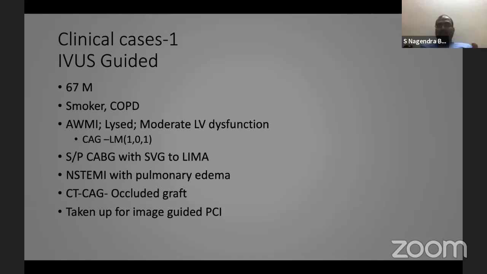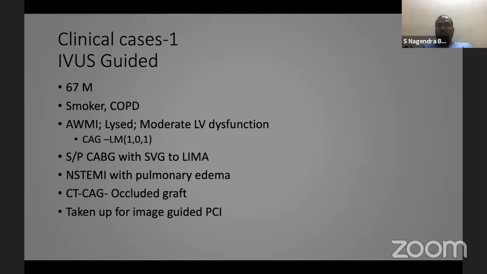So let's go with this first case. This patient had an IVUS-guided PCI. It is not IVUS optimized, so every decision in this particular patient was based on IVUS. A 67-year-old male, anterior MI, lysed, moderate LV dysfunction. I thought it was a 101 lesion initially.